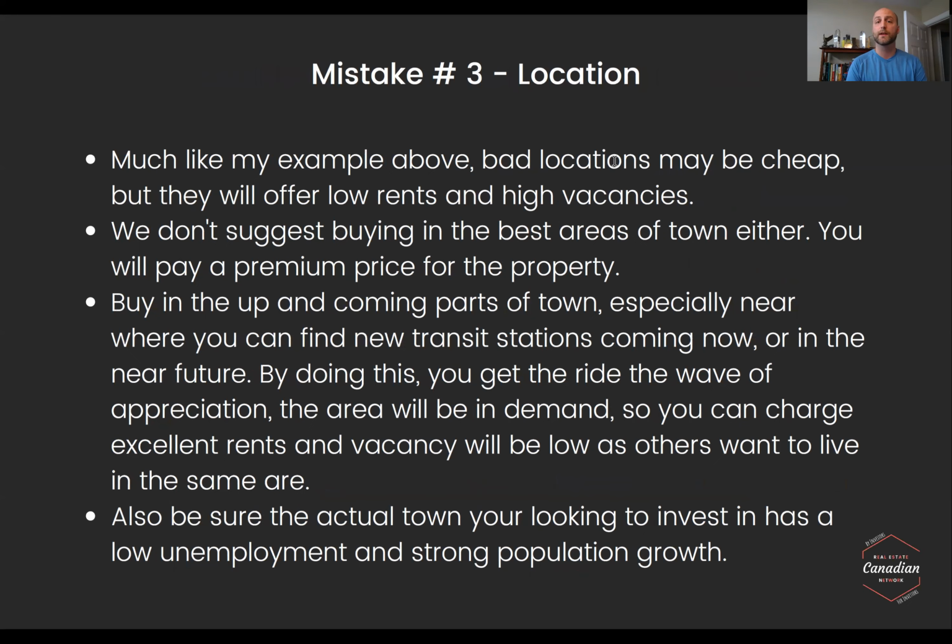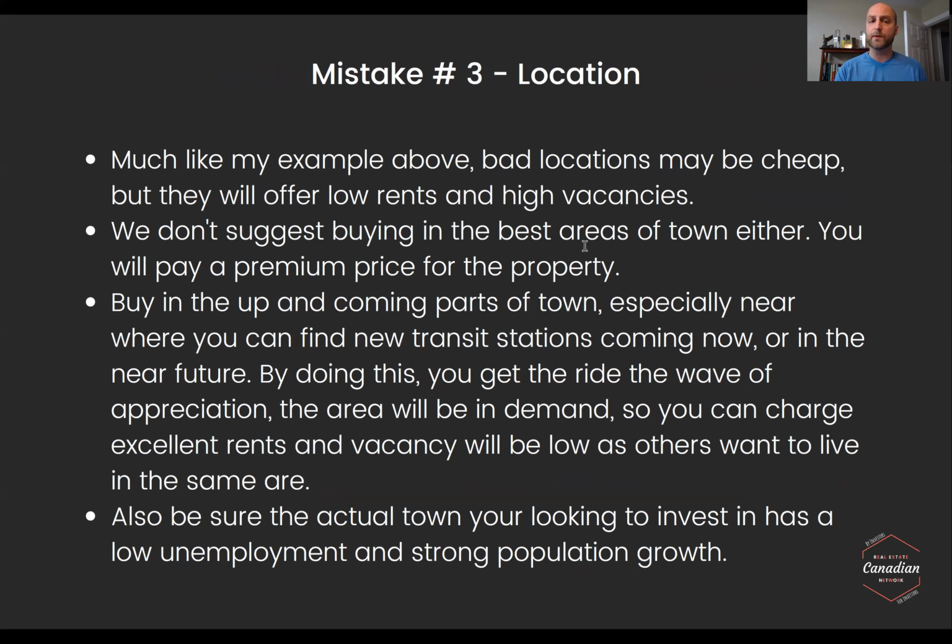Mistake number three is location. Bad locations may be cheap, but they will offer low rents and high vacancies. Also, if you need to sell and it's in a bad location, you're going to see it's on the market for a long time. You may not get a bidding war. You may not get the price that you're asking.